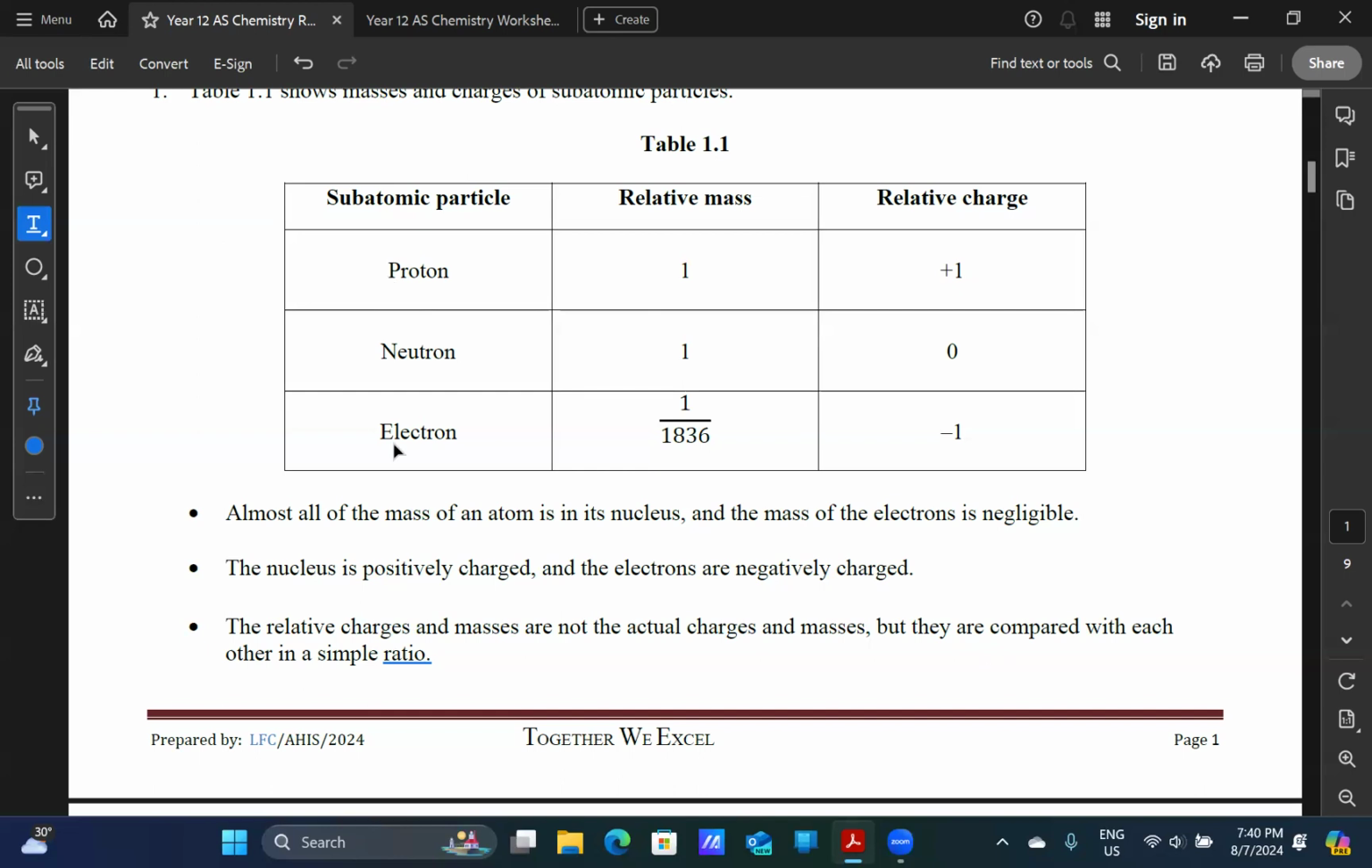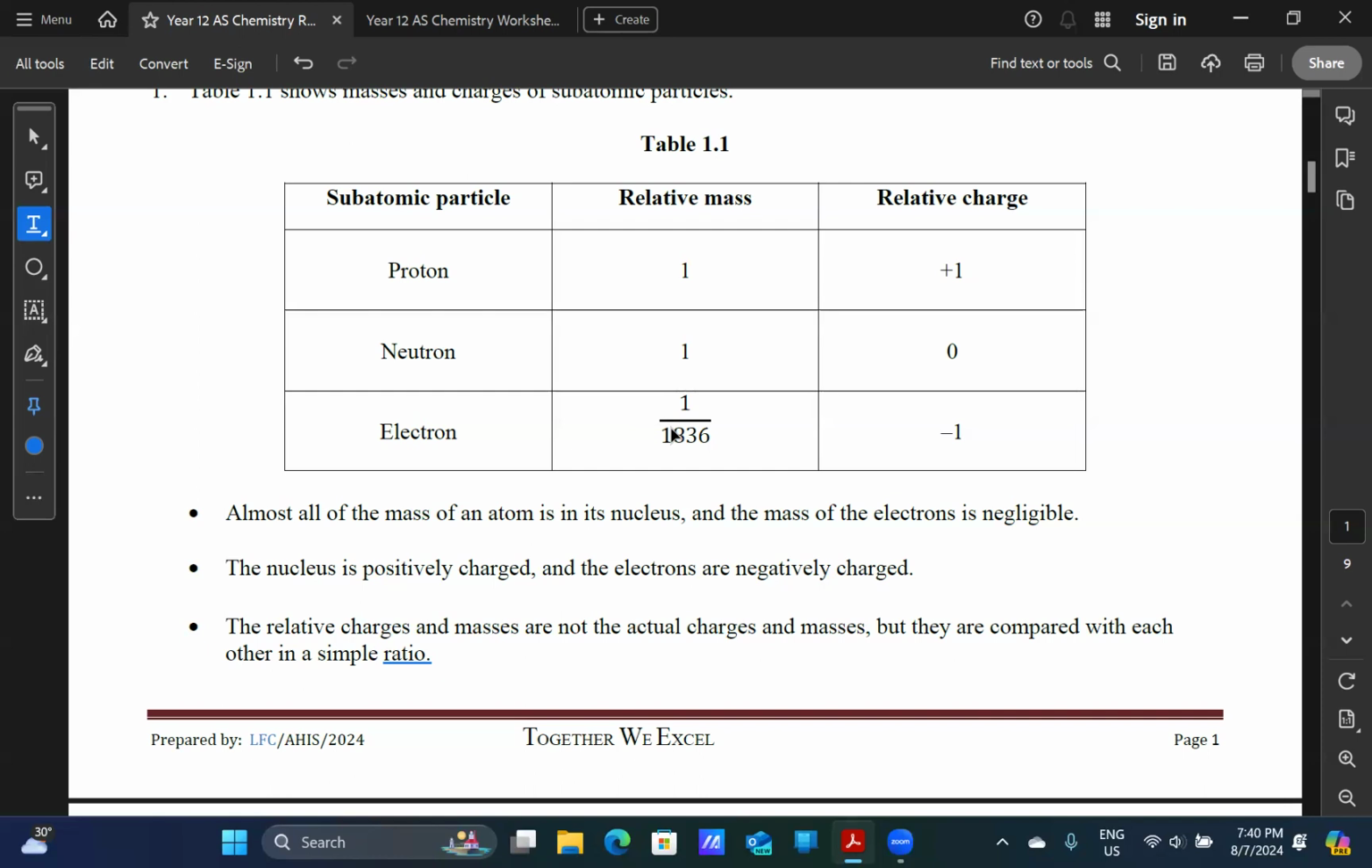As you can see, the ratio is 1 to 1,836. What's the meaning of this ratio? This indicates that 1 electron is very light. How many times is 1 electron lighter than 1 proton? It's about 1,836 times lighter than 1 proton.